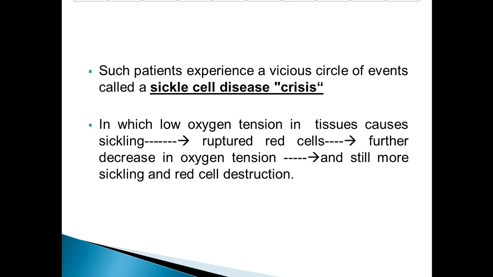Such patients experience a vicious cycle of events called sickle cell crisis, because in low oxygen tension there is more sickling and rupturing of red blood cells, which results in further reduction in oxygen tension, and this further reduction in oxygen tension still increases more sickling and red cell destruction. So it is a vicious cycle.